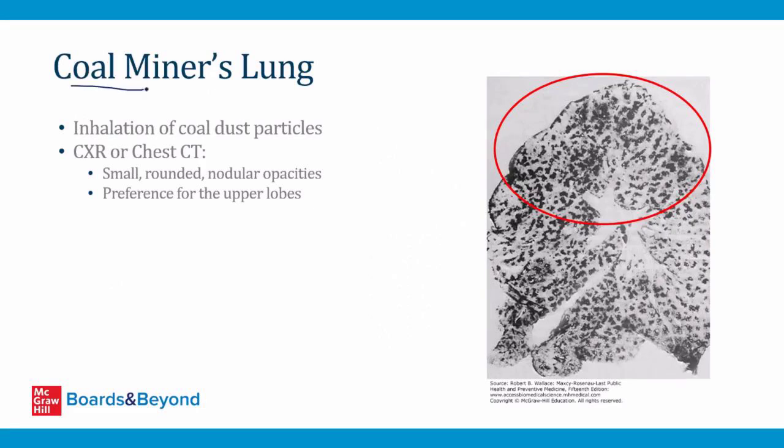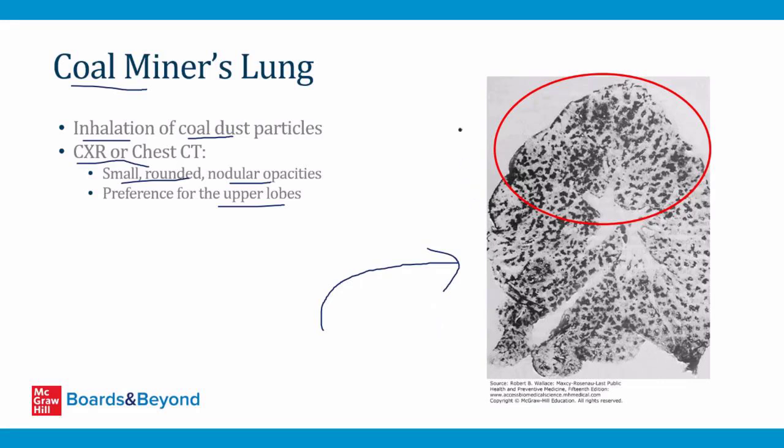So coal miner's lung is a condition that occurs in coal miners, obviously, and it's caused by inhalation of very small coal dust particles, which become lodged in the interstitium of the lungs, and they lead to interstitial lung disease with restrictive spirometry and all the things we talked about earlier in this video. When you do a chest X-ray or chest CT, you see small, rounded nodular opacities, very similar to the X-ray we saw earlier. The dust particles tend to have a preference for the upper lobes, although this problem can involve the entire lung. And this is just a picture here of a lung of someone who had coal miner's lung disease.